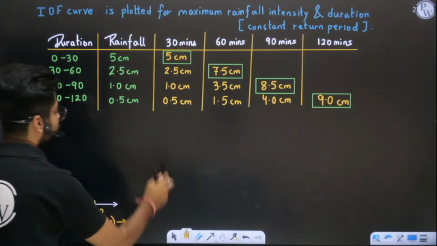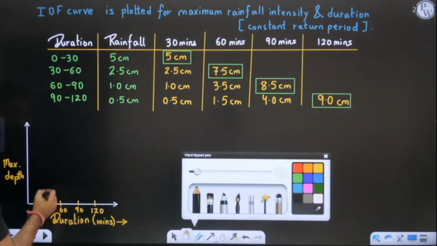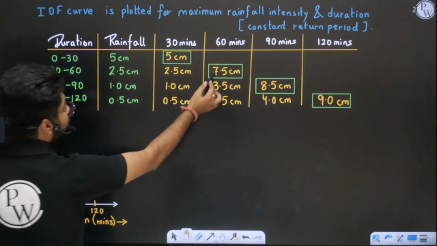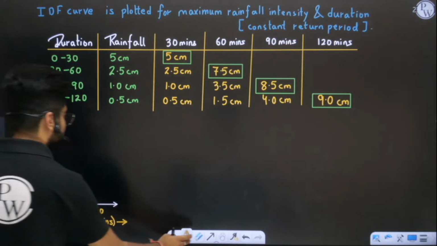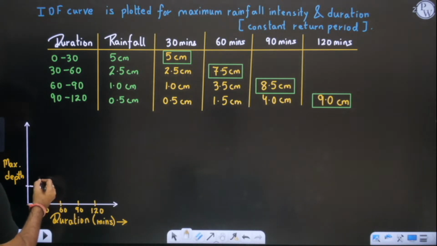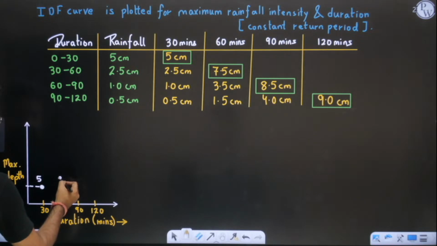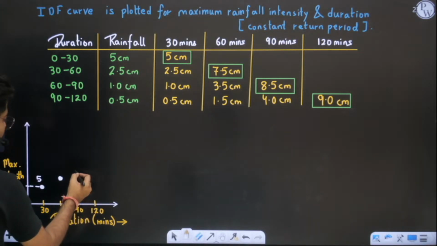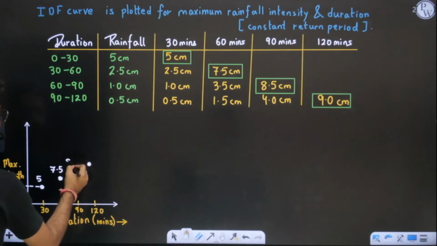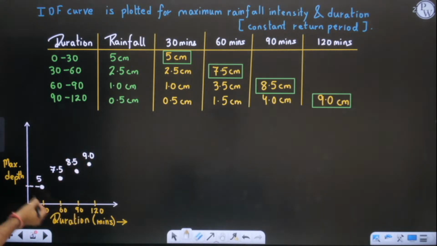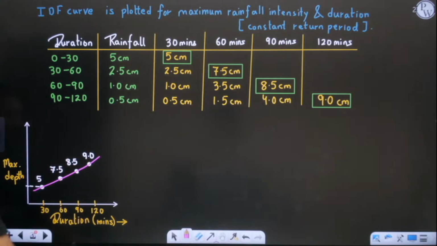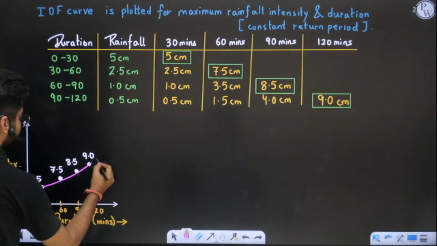For 30 minutes, what value do we have? For 30 minutes, the value is 5 centimeter. Then for 60 minutes, we have 7.5. Let me start this graph from here. First value is 5. For 60 minutes, we have 7.5, so 7.5 will be here. Then for 90, we have 8.5. Then for 120, we have 9. This is 5, this is 7.5, this is 8.5, and this is 9. So this is the maximum depth versus duration curve. It will increase like this. Yes or no?